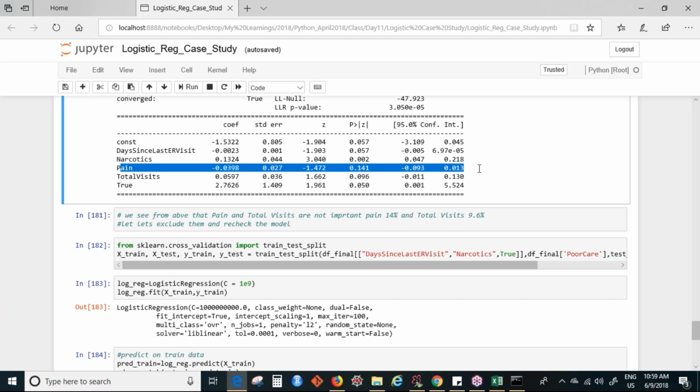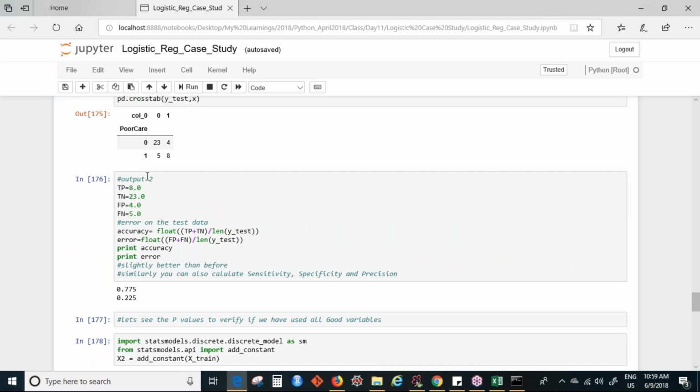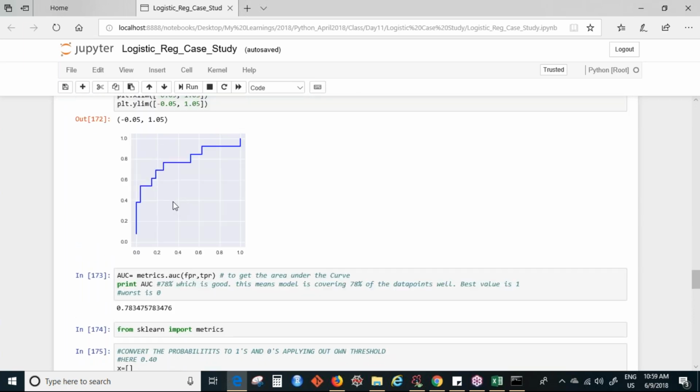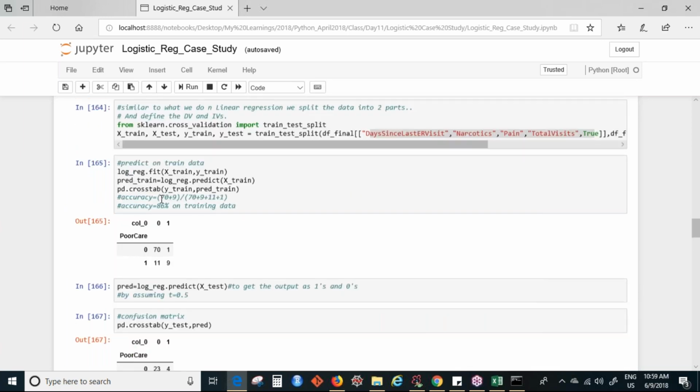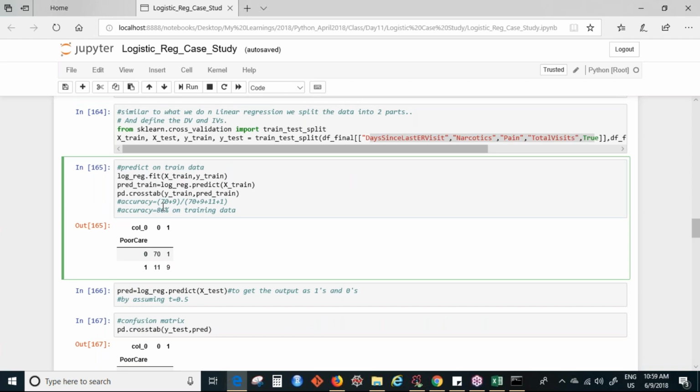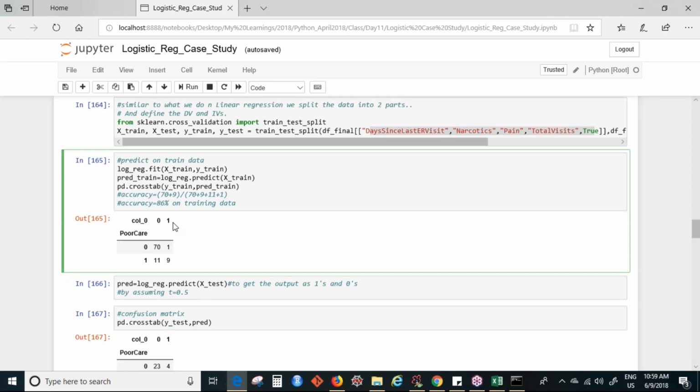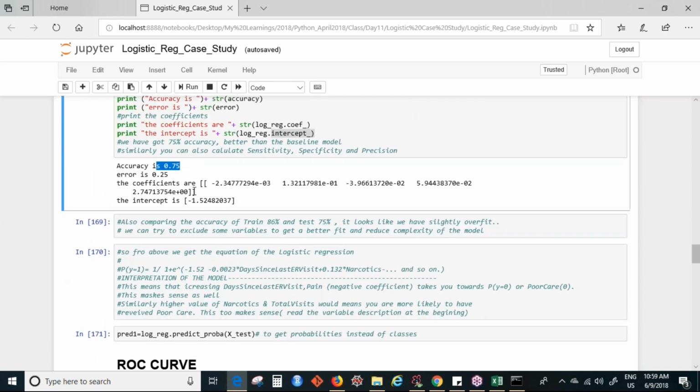So this proves that if you have insignificant variables in your model, you should not include them, because this is what will happen. When I include pain and when I run, I get an accuracy of, how much did I get? 75% is what I got. Yes, I get an accuracy of 75% on the test data. The train data is, see, 86%. Train data is 86%, test data is 75% with the pain variable.